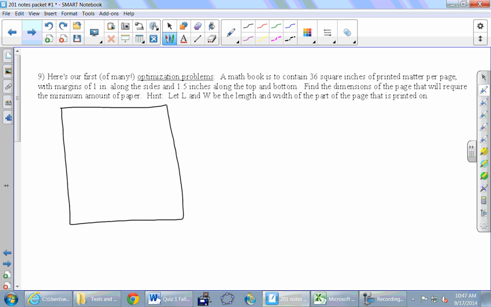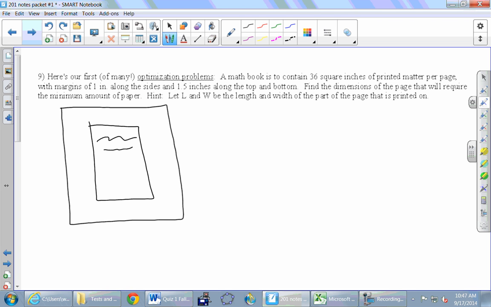So there is my piece of paper. And on part of this piece of paper is printed stuff. And then around the edges, we've got the margins. So I'm going to draw inside here some smaller rectangle. And that's where the printed stuff is with blank space all around.